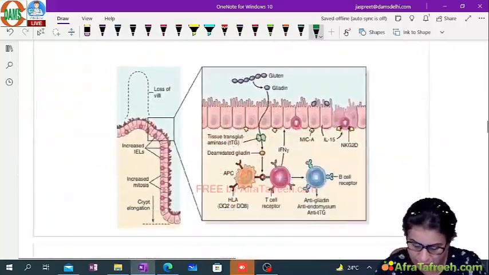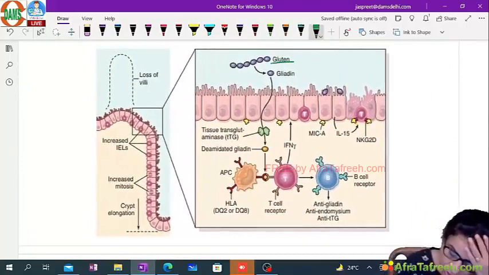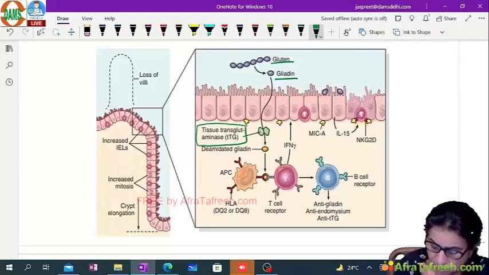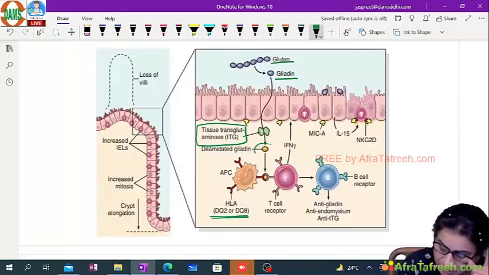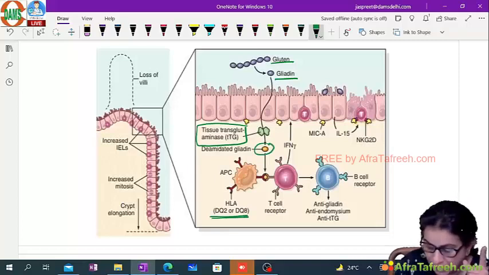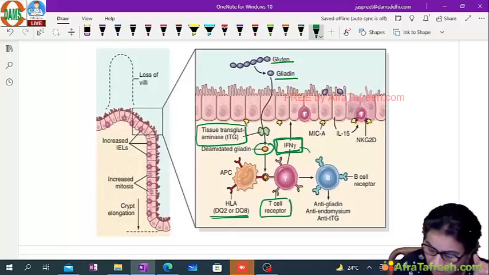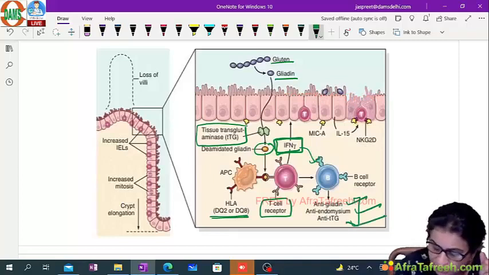This is the pathogenesis of celiac disease, which I have already explained. Gluten contains a compound called gliadin. This gliadin is normally converted by the enzyme tissue transglutaminase to deamidated gliadin. In patients with celiac, they have HLA-DQ2 and DQ8. So this deamidated gliadin now acts as a foreign protein, and antigen presenting cells present it to the T cells, and T cells now produce interferon gamma. This interferon gamma stimulates the B cells to produce autoantibodies like anti-gliadin, anti-endomysial and anti-TTG.